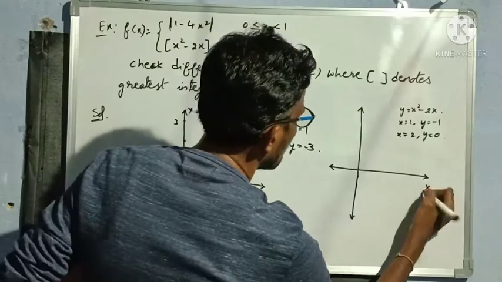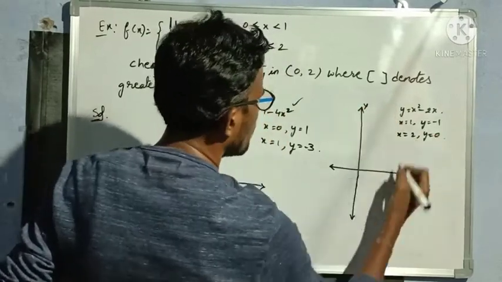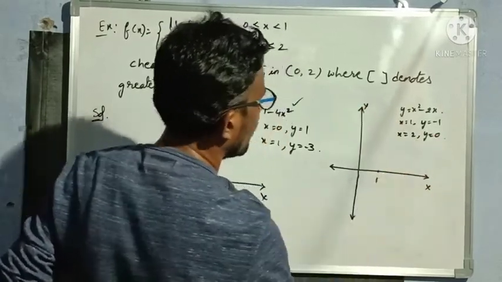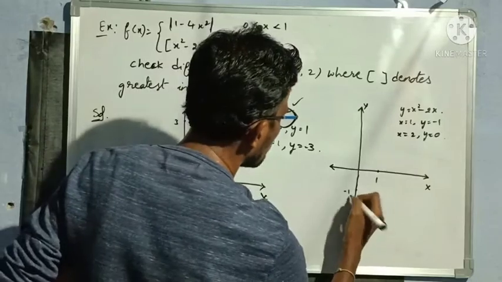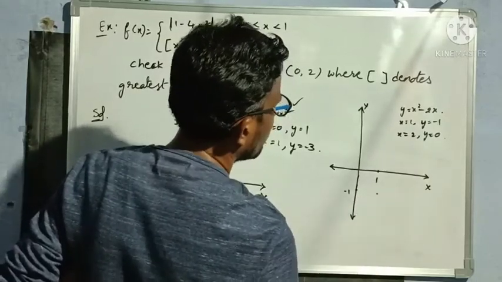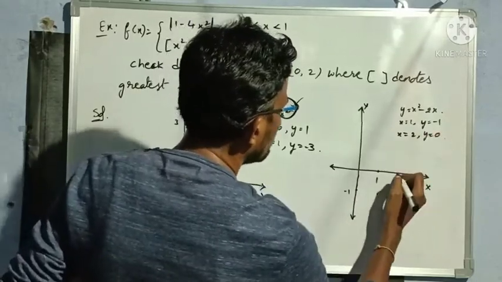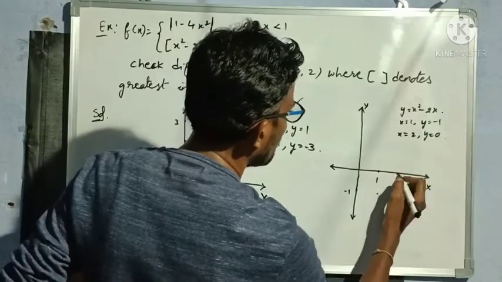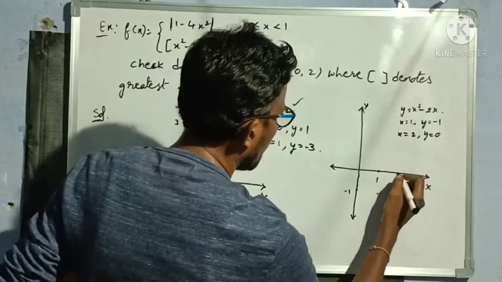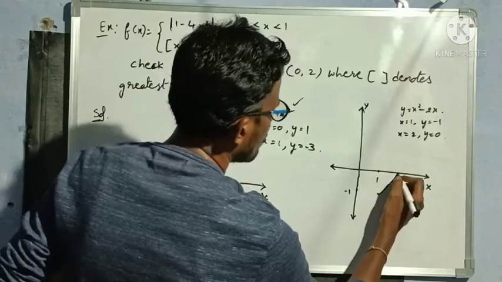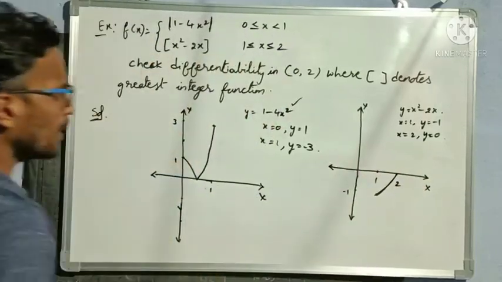So this is the x-axis, this is the y-axis. x is equal to 1 means this is x is equal to 1. The y value is minus 1. Suppose this is minus 1. So here my point is. Again if x is equal to 2, the y value is 0. So again my graph will be like this. This is also a parabola, right? So this will be my graph.